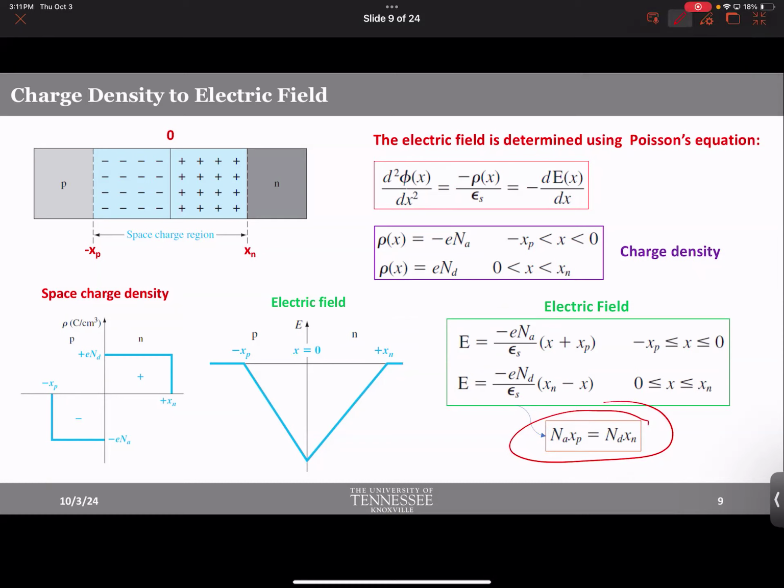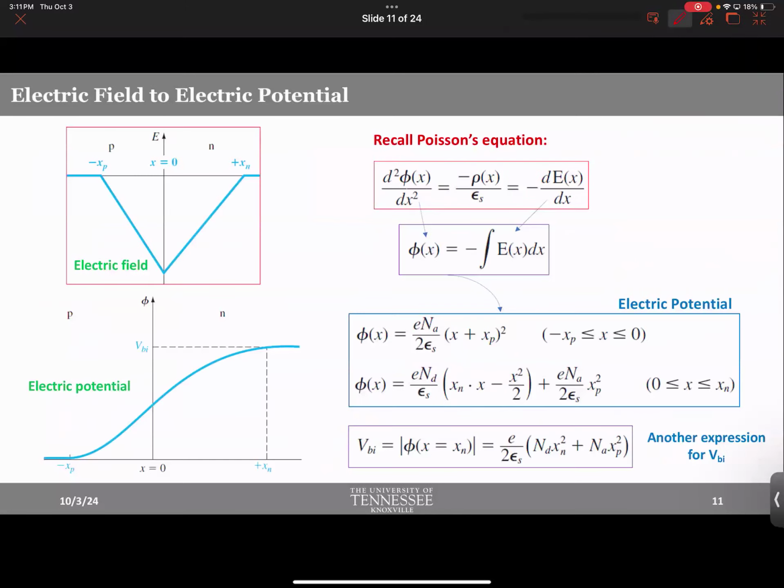Are you guys all good so far? Okay, so just notice what it is relating. It is relating the acceptor concentration with the space charge region in the p-type layer, and the donor concentration with the space charge region in the n-type layer. Just keep that in mind. We'll revisit this. Let's mark it as equation 1 for the time being, and I'll get back to this slide later on. So that's the electric field.